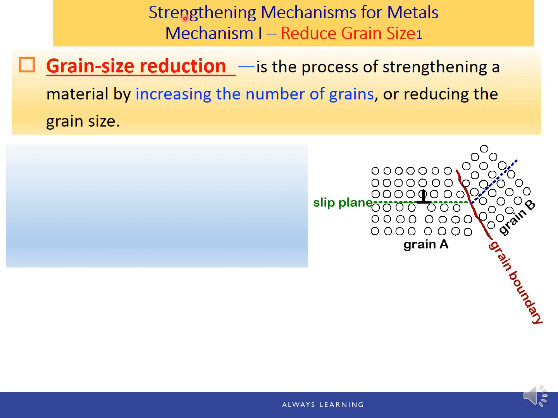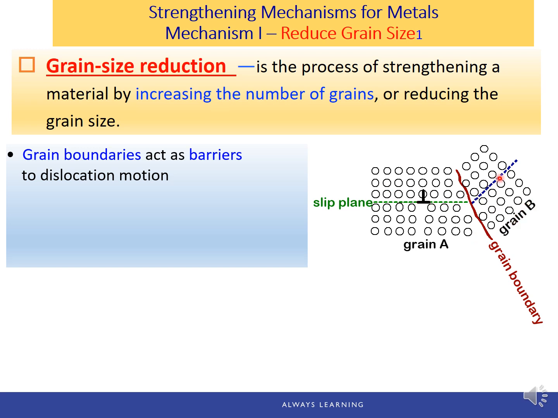The first strengthening mechanism is grain size reduction, which is the process of strengthening the material by increasing the number of grains or reducing the grain size. The grain boundary acts as a barrier to dislocation motion for 2 reasons. Let's take these 2 grains as the example. We have grain A and grain B.